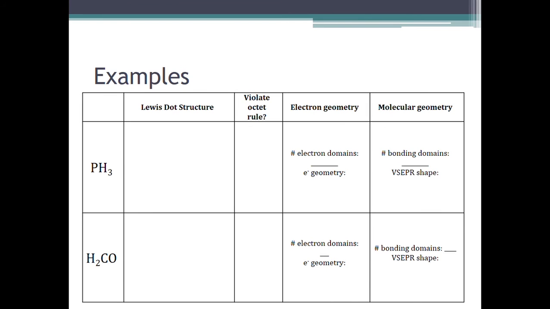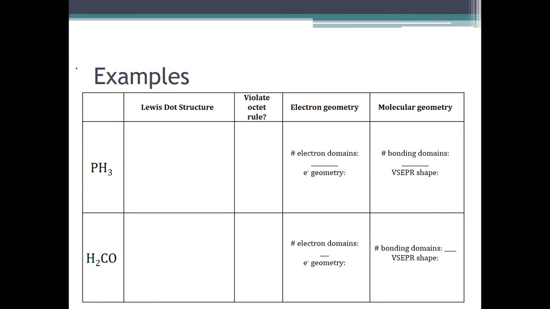All right, we got some examples here. First thing we need to do for each is draw the Lewis dot structure, observe whether we're violating the octet rule, and then fill in the electron domains, electron geometry, bonding domains, and VSEPR shape.